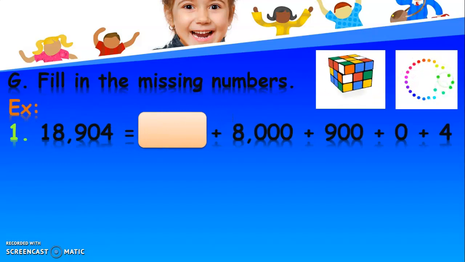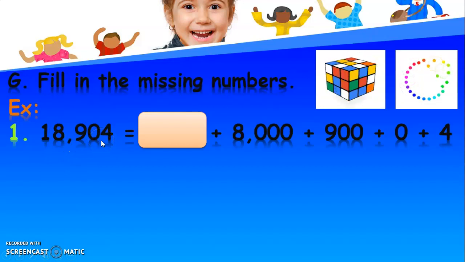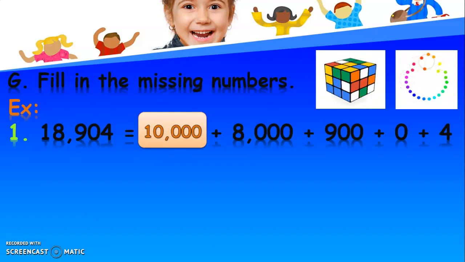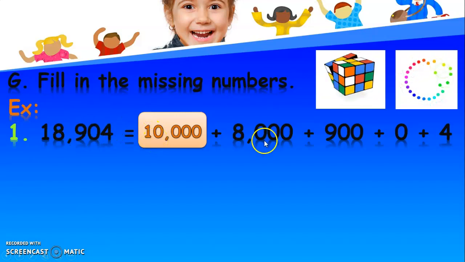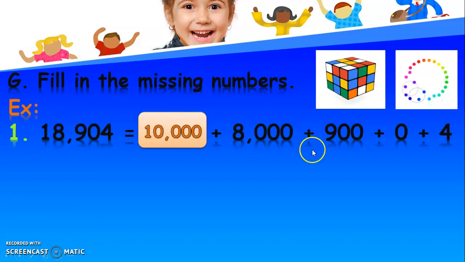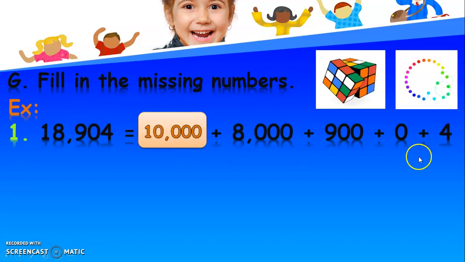To practice with, for number 1, the number is 18,904 equals, the missing number is 10,000. So if you remember the lesson about expanded form, you have to write the digit value of the given number. Number 1 is for 10,000, and 8 is 8,000, 9 is 900, 0 is also 0, and then you have 4. You have to add the digit values of this number to show its expanded form.